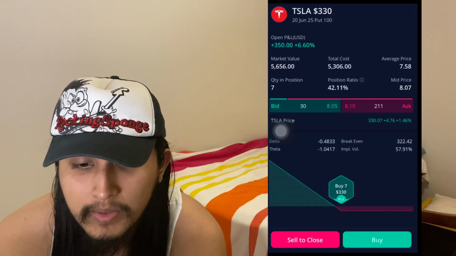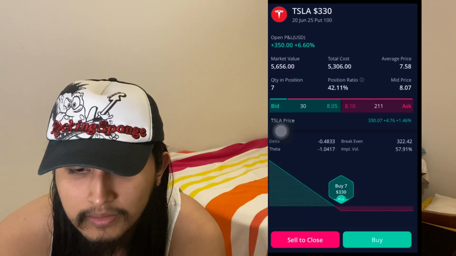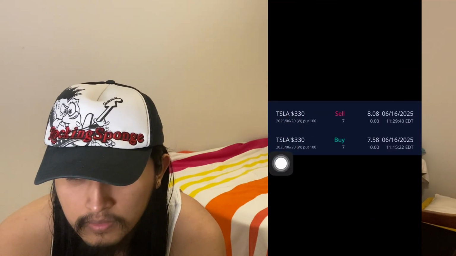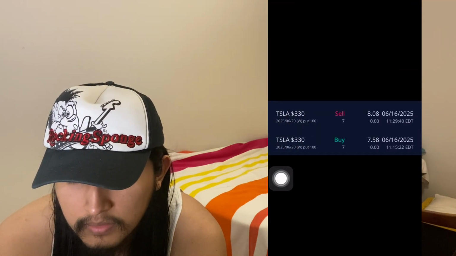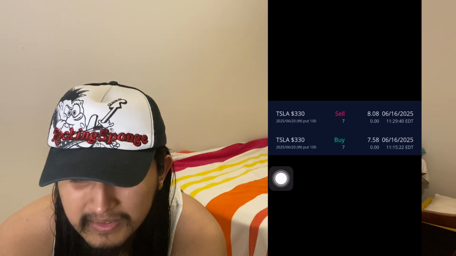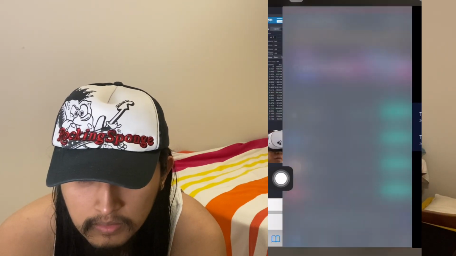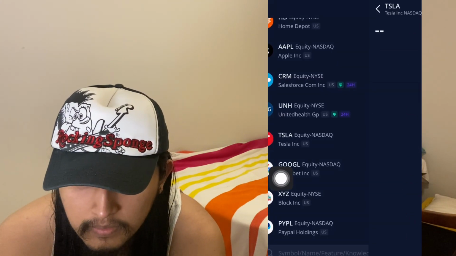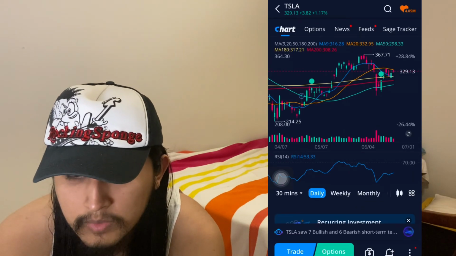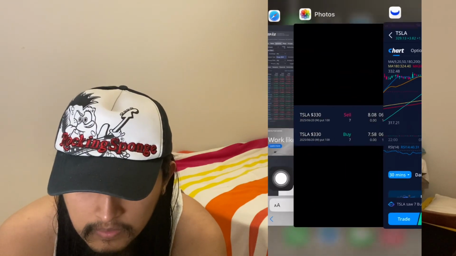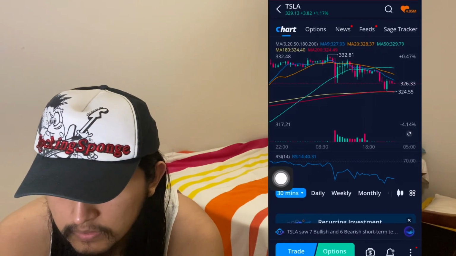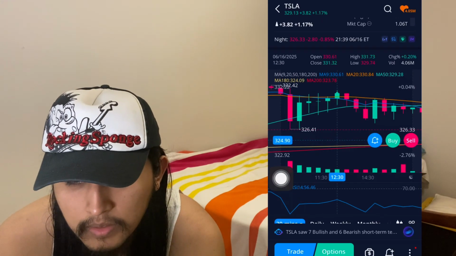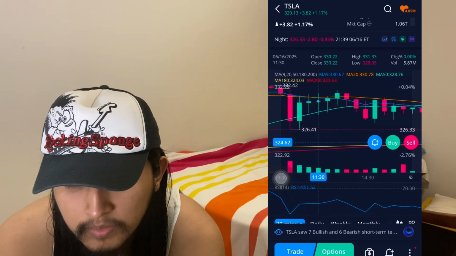So how did I make $350 trading Tesla put options? Looking at Tesla on the 30-minute time chart, 11:15. Not this candle, but this candle right here.